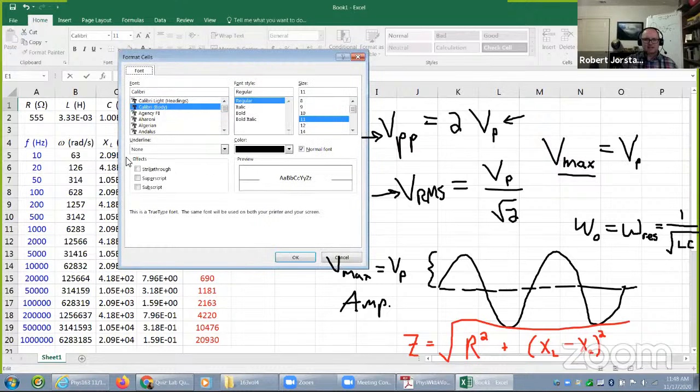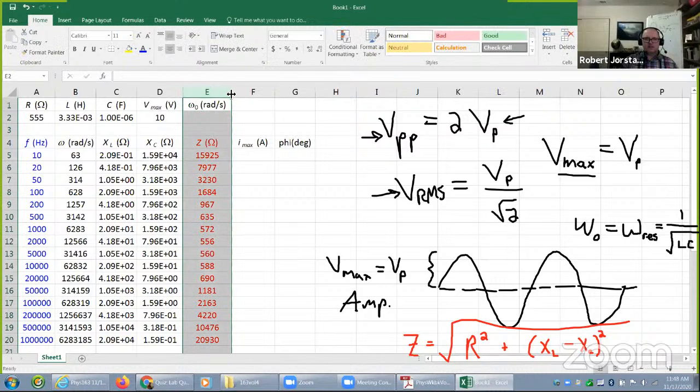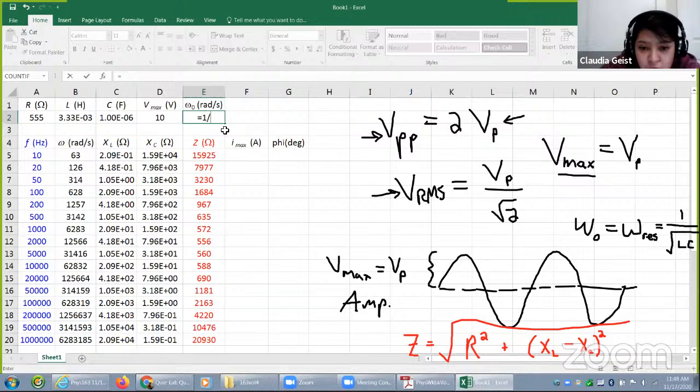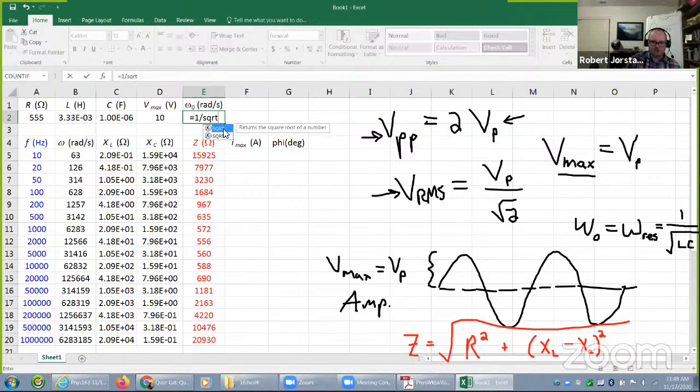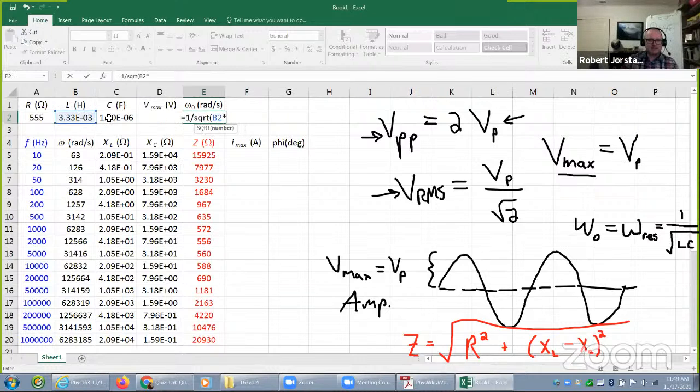Remember, numbers are not italicized in a subscript or superscript. What's the formula for getting the resonance frequency? How would I type it in terms of this Excel? Is it 1 over the square root of L times C? Yeah, so in terms of this spreadsheet, what do I need to click? B2 and C2? Do I need dollar signs?